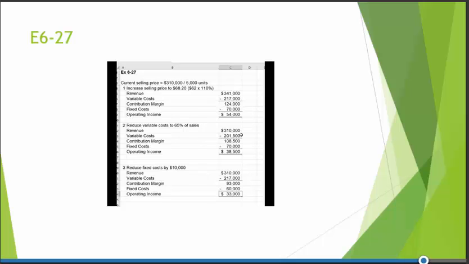So looking at all those options, the best option, or the option that would produce the highest operating income, is option 1, increasing the selling price. And we can see that it was the highest contribution margin option as well.